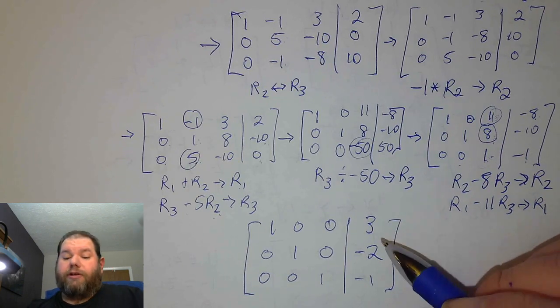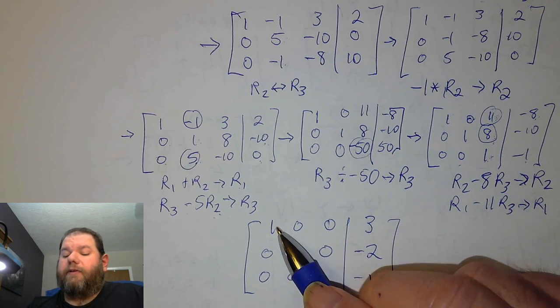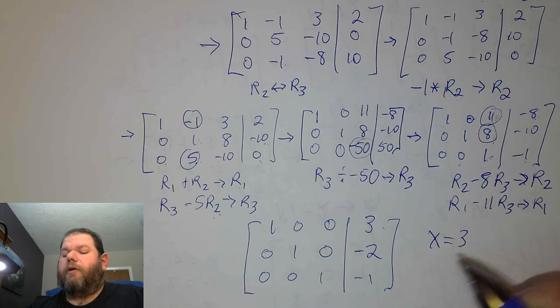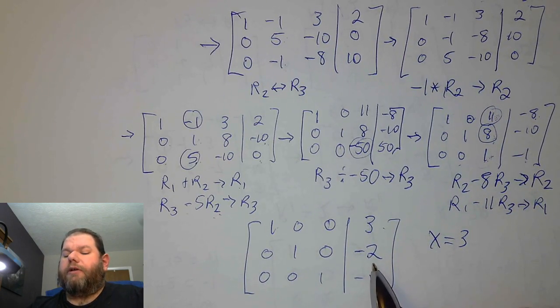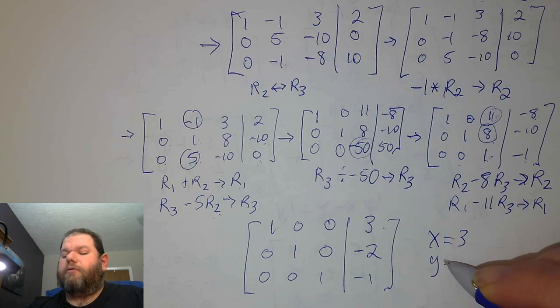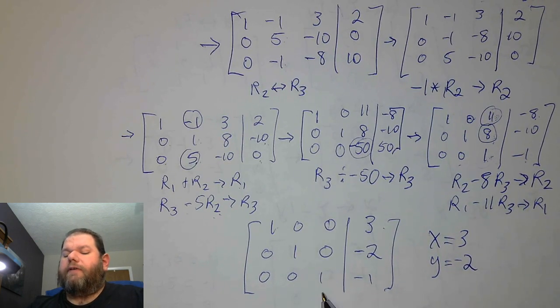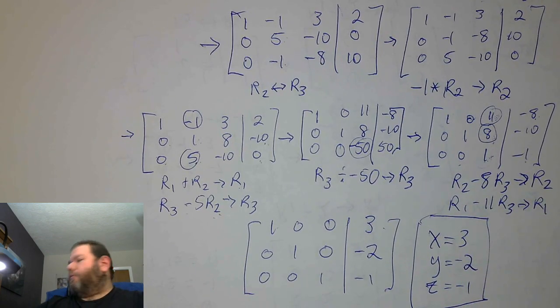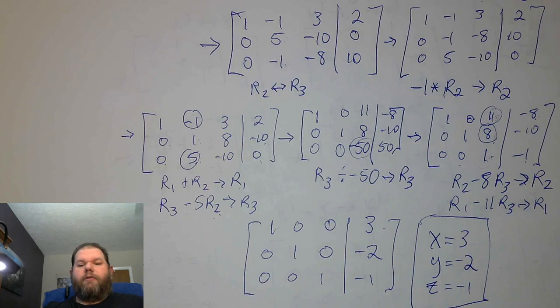So our conclusion is x is equal to 3, y is equal to negative 2, and z is equal to negative 1. And so that combination of numbers is a solution to all three of those equations.